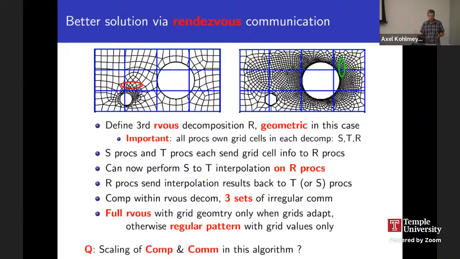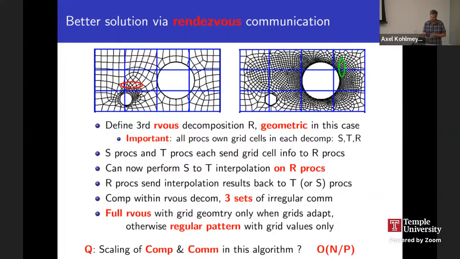Okay, here's my follow-up question. What's the scaling of both the computation and the communication in this new algorithm? Log N? Not quite. Close. Again, we have N elements per grid and P processors. N over P.